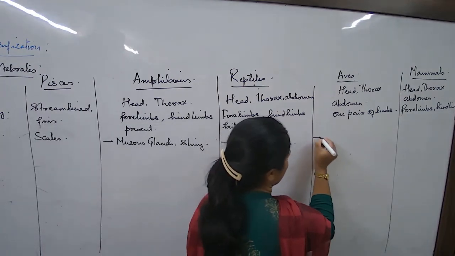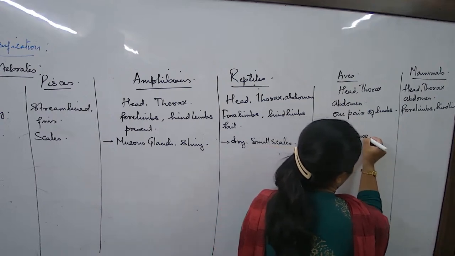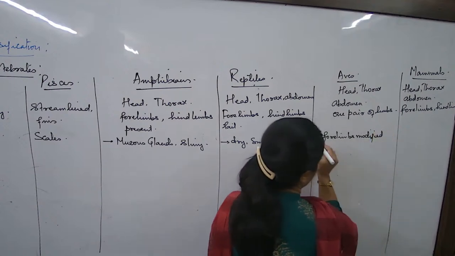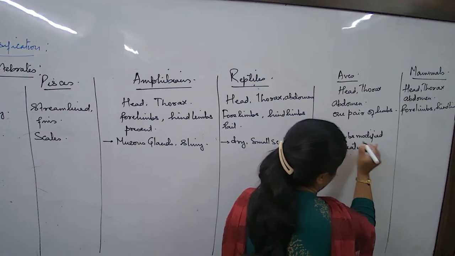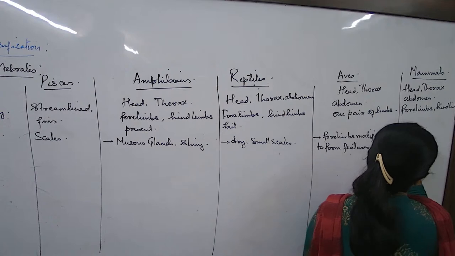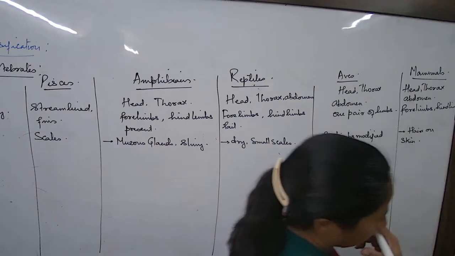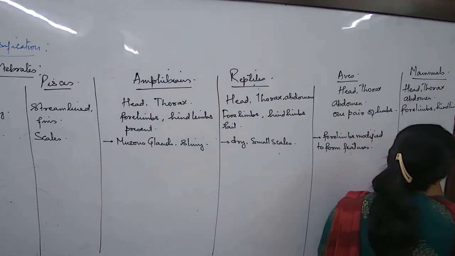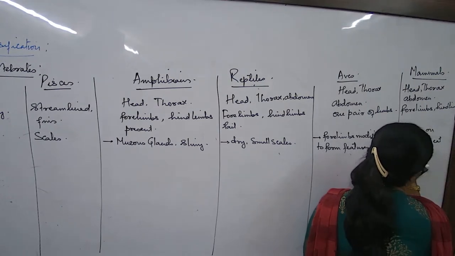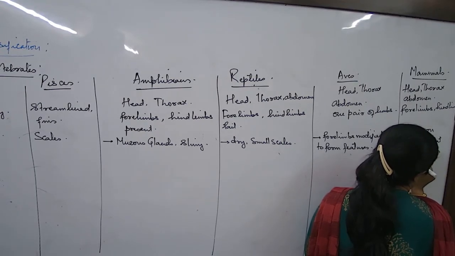Eggs, what will we write? Forelimbs modified to feathers. Mammals, hairs on the skin. Certain glands are always there for the mammals.